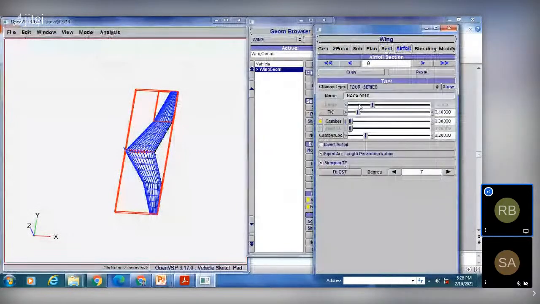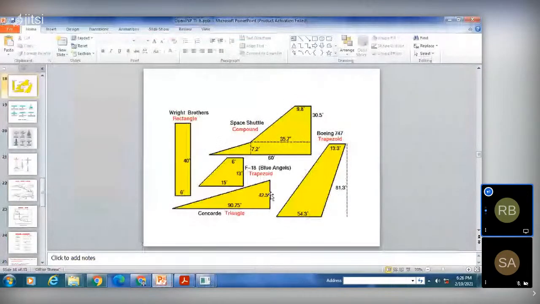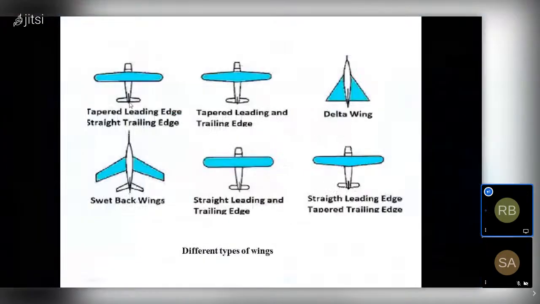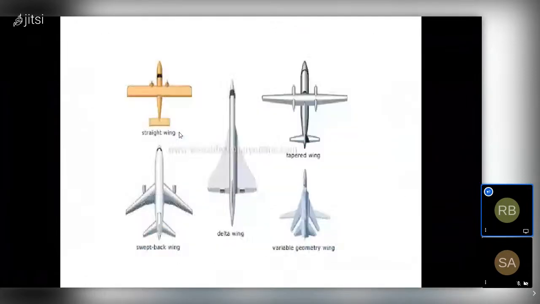That's it. Now we have next, the different types of wings. In this part also I have discussed that if you want to design a tapered wing with a straight leading edge, that also can be done. Or if you want to design a tapered leading edge and trailing edge, or a delta wing. Which means we have different types of wings, and all these different types of wing can be designed by using OpenVSP software.